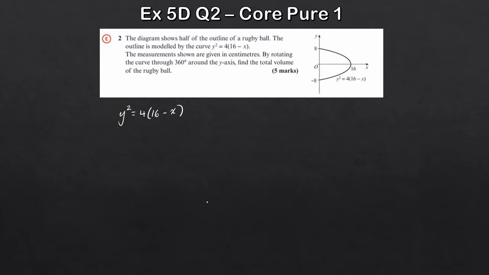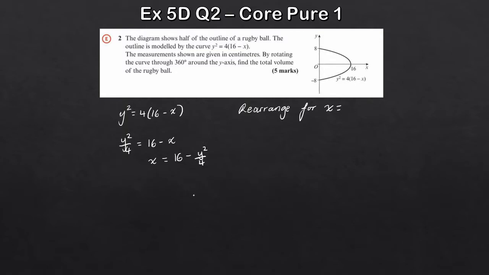Now, when you're doing it about the y-axis, the key thing is that you rearrange this to be in terms of x. So rearrange for x equals. Okay, that's the key thing about the y-axis. So let's just rearrange this first. I can divide both sides by 4, so I get y squared over 4 equal to 16 minus x. Add x to both sides, and then subtract the y squared over 4 onto that side. So I'm going to get x equals 16 minus y squared over 4. Okay, so I've got it in terms of x now.